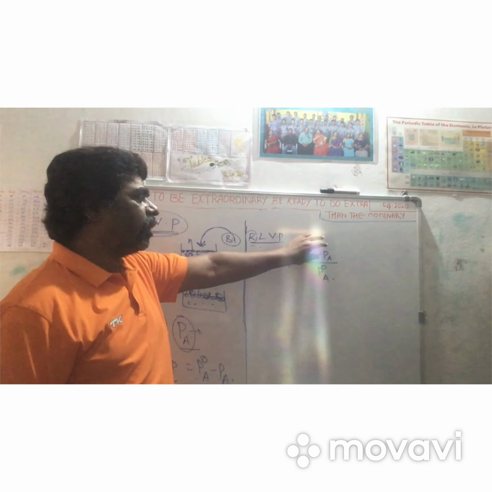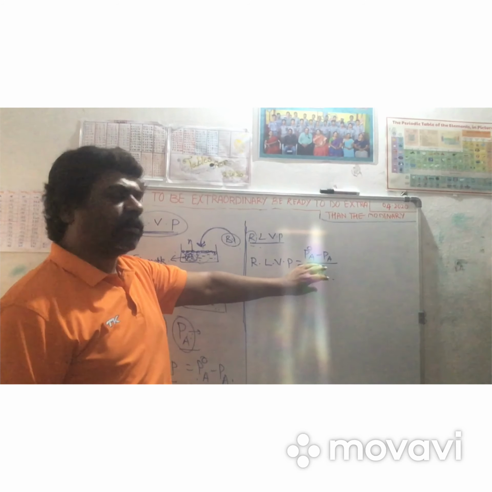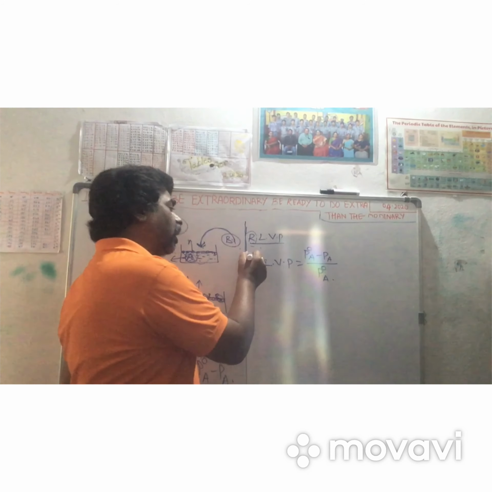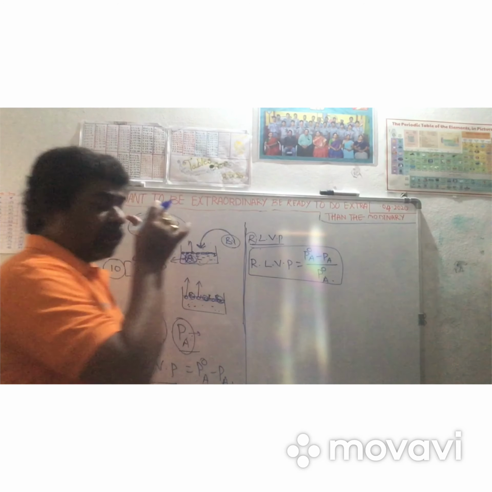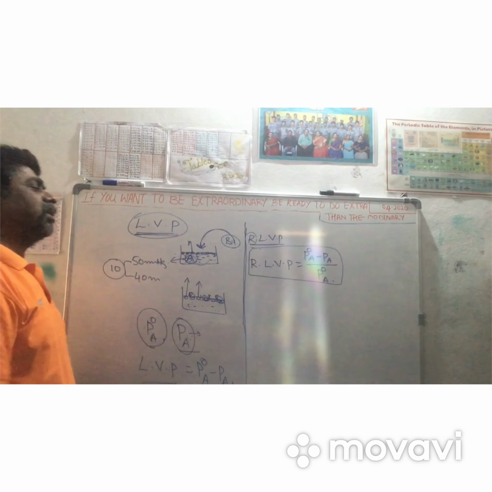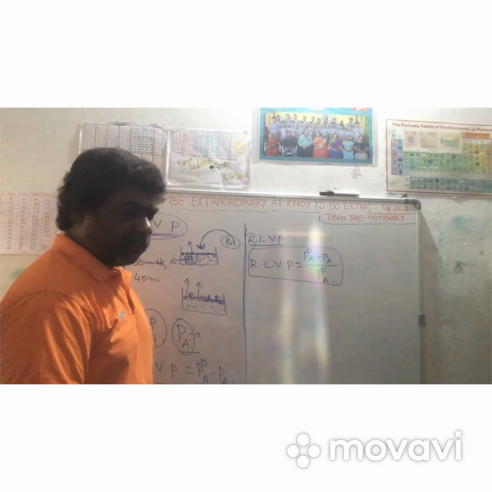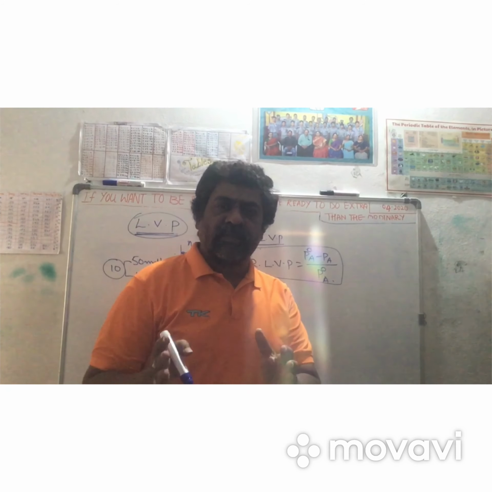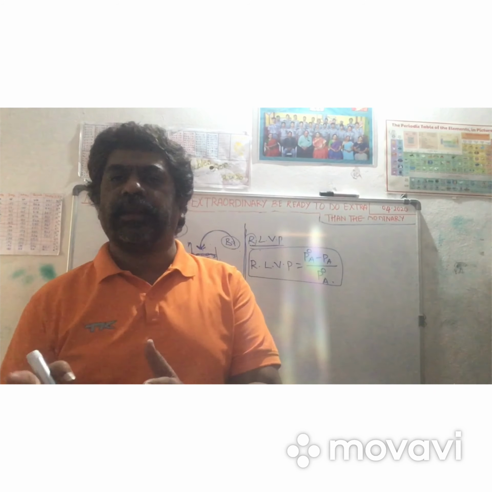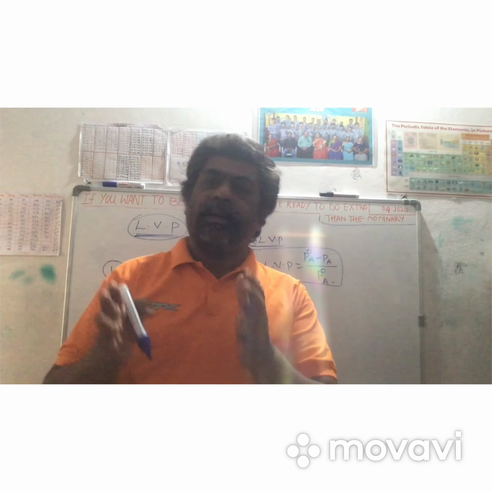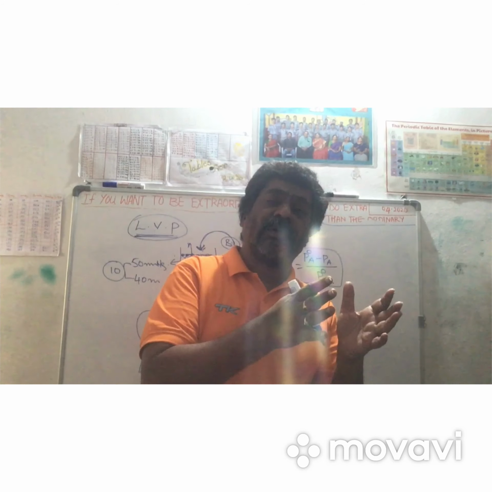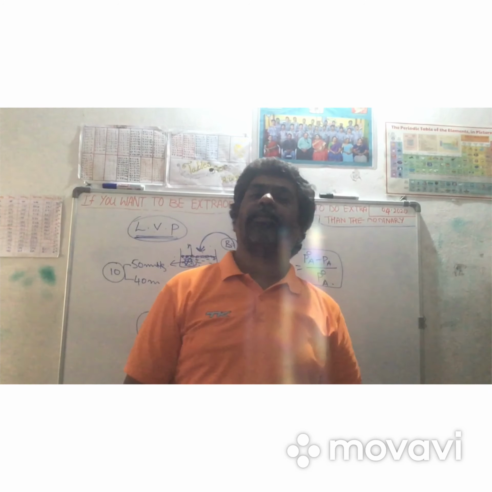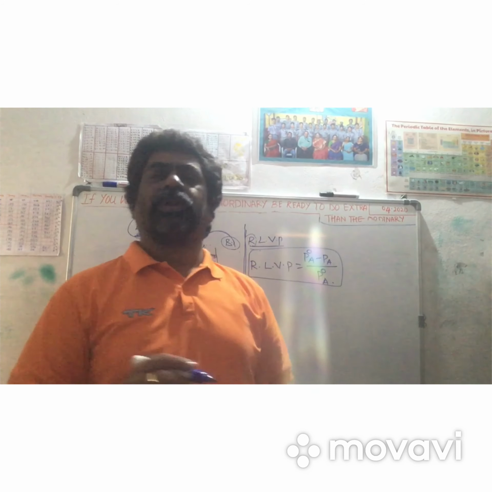The ratio between the lowering of vapor pressure and the vapor pressure of the pure solvent is called the relative lowering of vapor pressure. So now this is lowering of vapor pressure, relative lowering of vapor pressure. The relation between relative lowering of vapor pressure and concentration terms is given by Raoult's law.